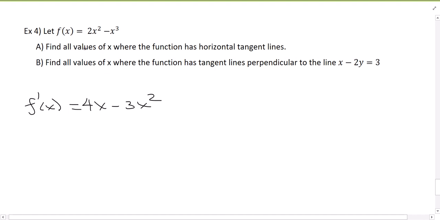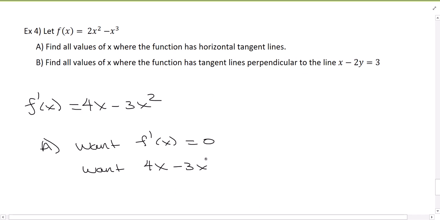And for part A, we want to find all values where the function has horizontal tangent lines. So that means for part A, we want f prime of x to be 0. So there's our f prime of x: 4x minus 3x squared equals 0. Factor out the x.